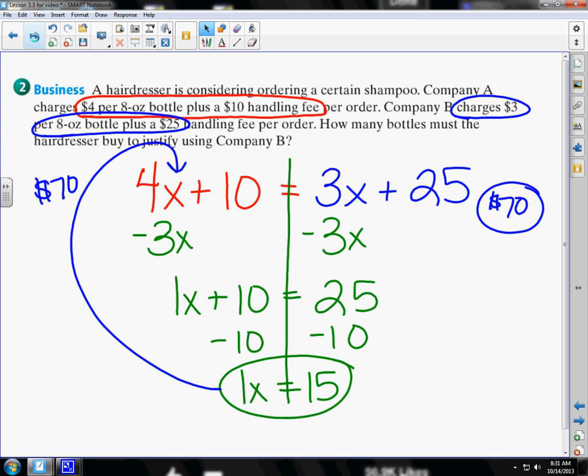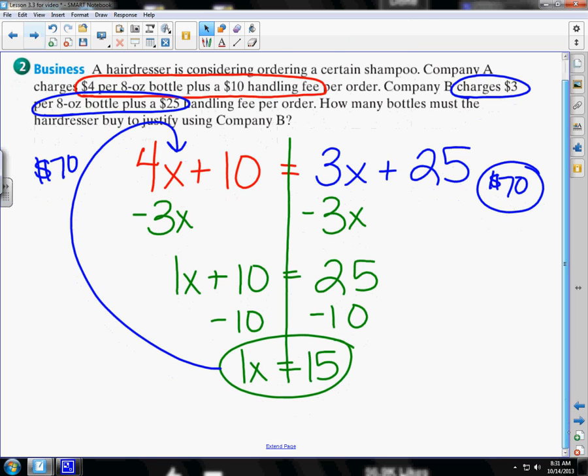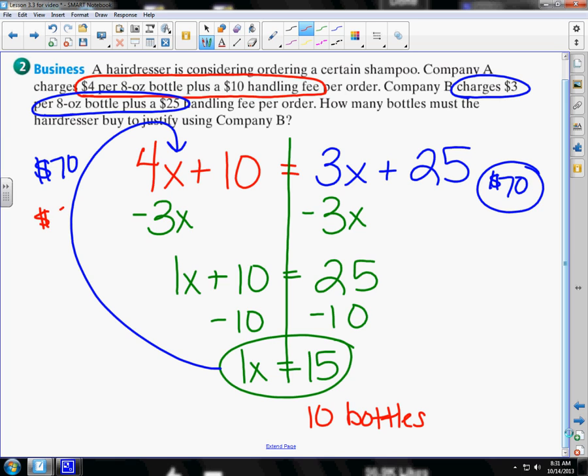Now it says, how many bottles must the hairdresser buy to justify using Company B? So you have to look at them both and say, okay, which way is going to be cheaper? So do I want to be greater than or less than? Let's do 10 bottles. Which one's cheaper for 10 bottles? 4 times 10 is 40, plus 10 is 50. This one's only $50. 3 times 10 is 30, plus 25 is $55.